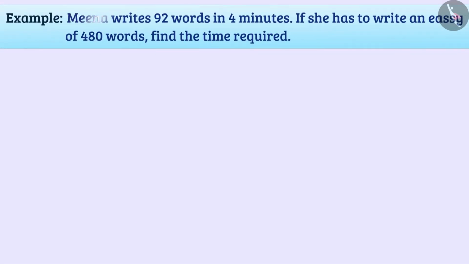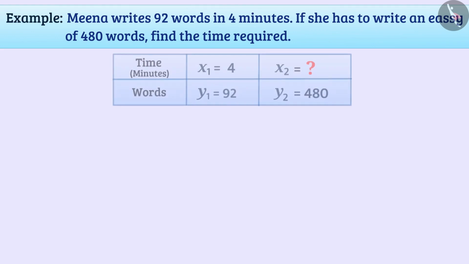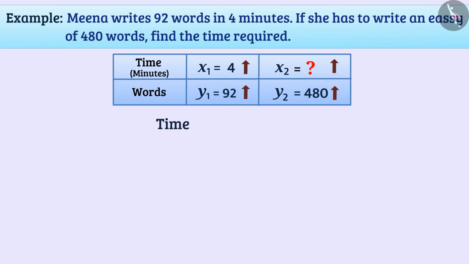Let us now see the next example. Meena writes 92 words in 4 minutes. If she has to write an essay of 480 words, find the time required. For the given situations, we can make a table like this, where x2 is the time required to write 480 words. We know that the time required will increase in the same ratio in which the number of words increase. So here, time is directly proportional to the number of words.